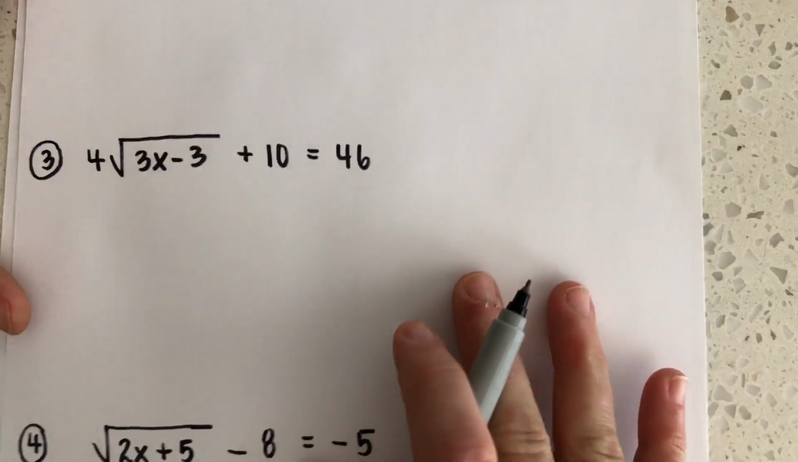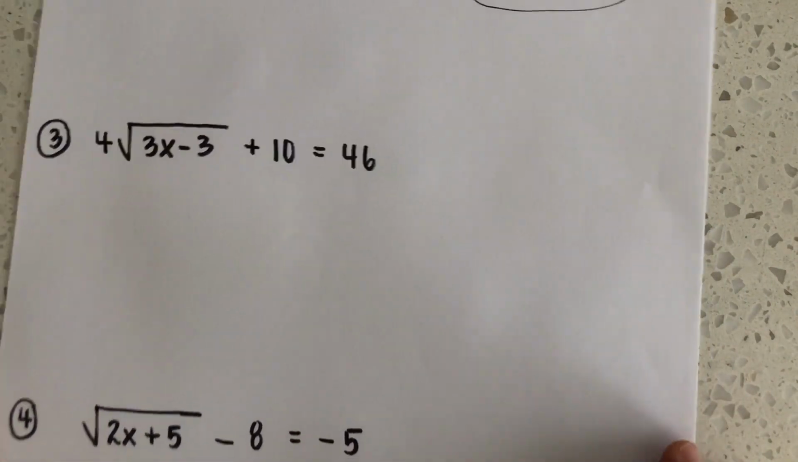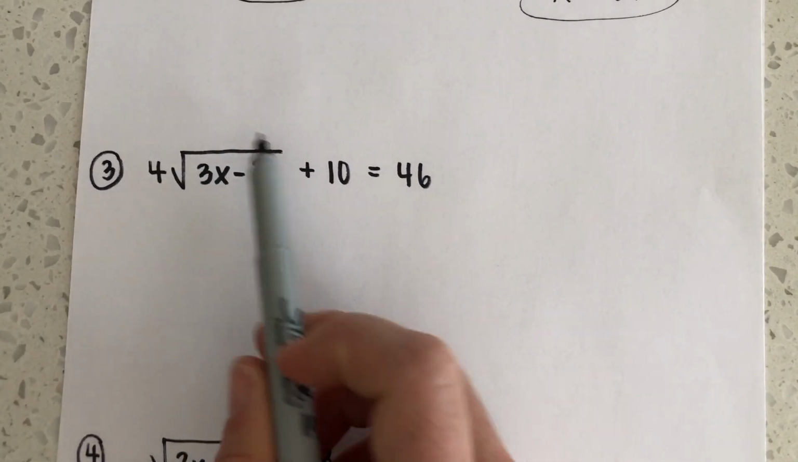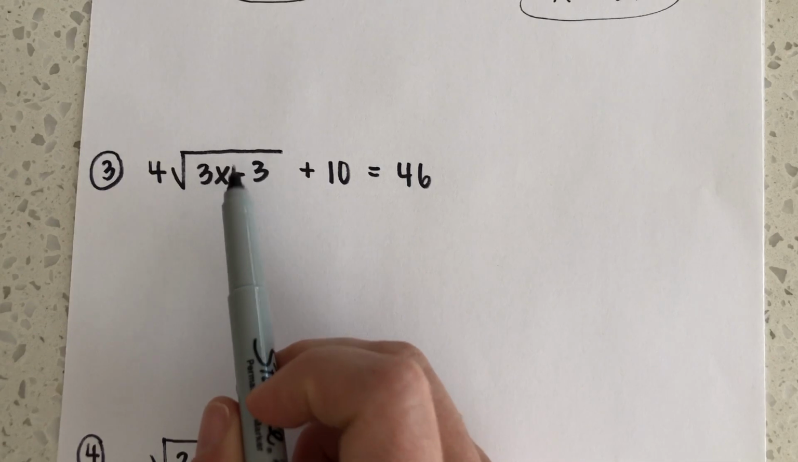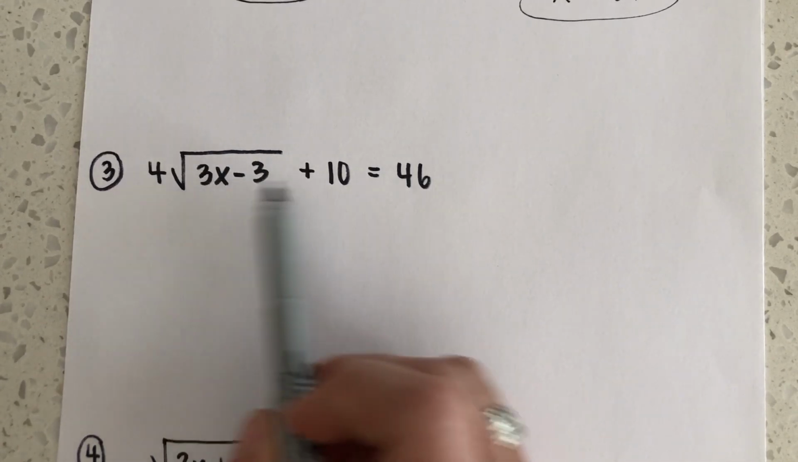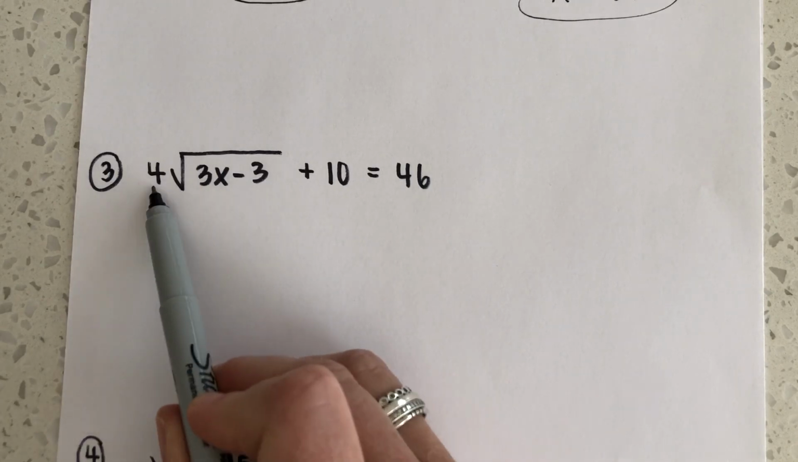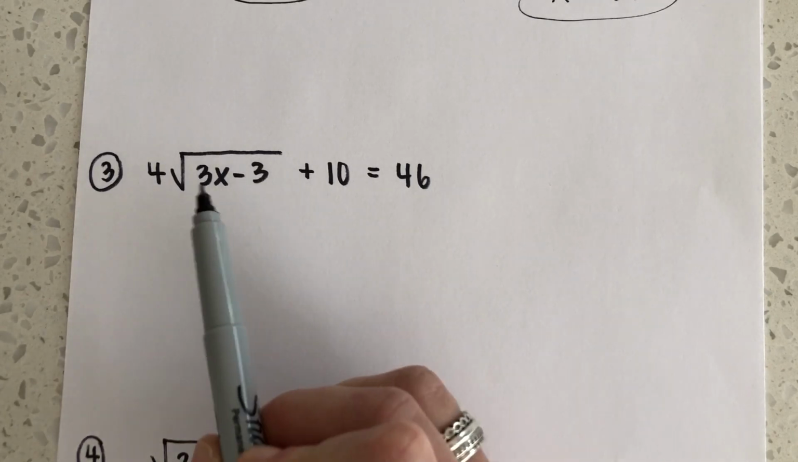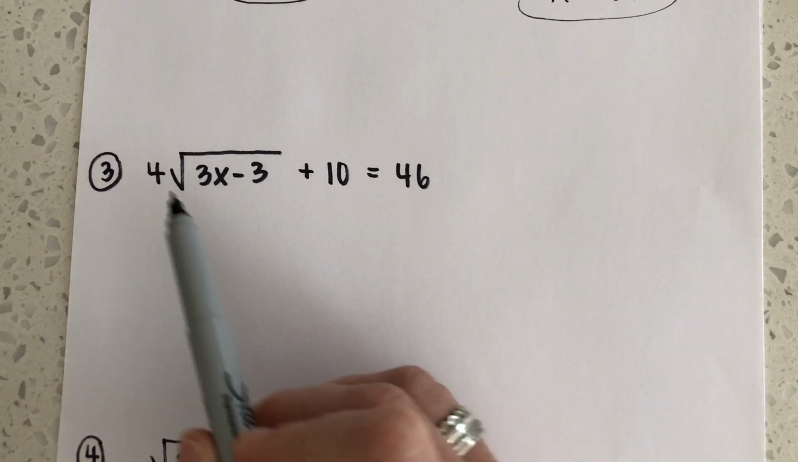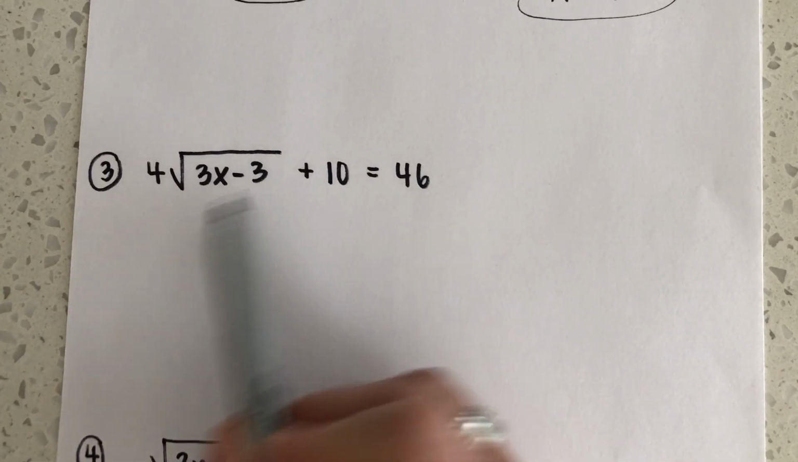Okay, look at this one. We have to solve this equation for x. Well, right now, x is stuck under this radical. I can't get to him, right? So I'm going to have to get rid of this radical in order to get to x. But I'm not ready to get rid of my radical because my radical's not alone first. This 4 and this 10 are not allowed to be on the same side as this radical. I have to get them away to get this radical alone because they're not under the radical.